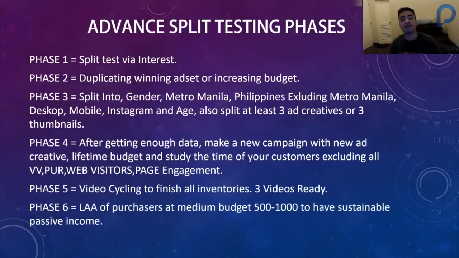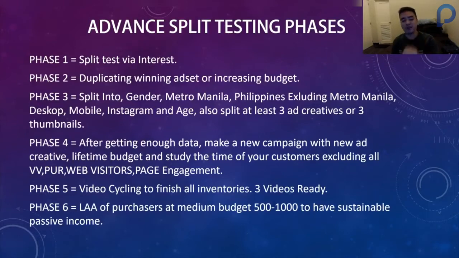And of course, phase number 6, if you have 1,000 purchase, it's time for you to create lookalike audiences. The mga nag-purchase, nag-initiate checkout, etc. And just to have a sustainable income. This is what I did. And this is why some of my items have been running for years. Because I already have 1,000 purchase, which is kind of sustainable for me.